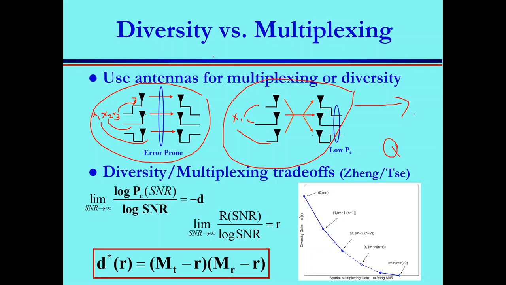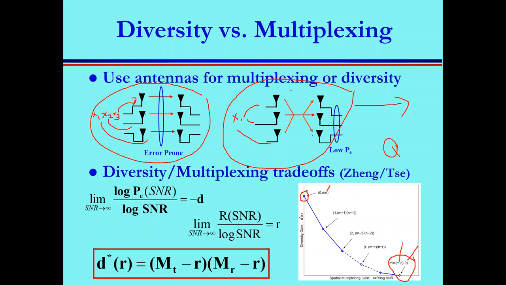When you use only multiplexing, you get the full gain of multiplexing and zero in diversity, which is this case. Full multiplexing, zero diversity. The multiplexing gain is the minimum of M and N, where M and N are the numbers of transmit and receive antennas. And here you get what? Zero multiplexing gain, and M multiplied by N diversity gain.